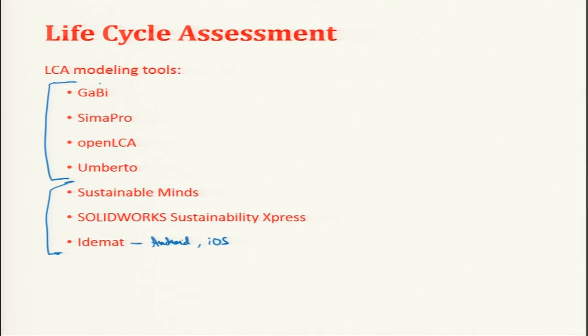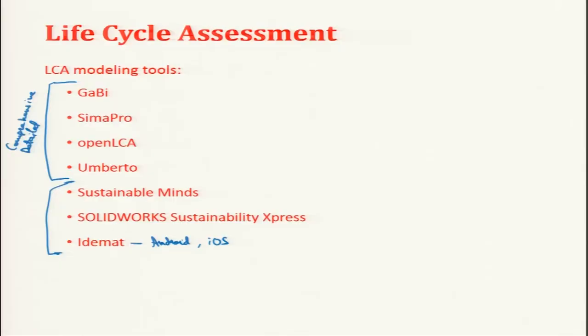These four softwares on the top are comprehensive and detailed. These have extensive capabilities, and you can build your whole model. You can compare two products, you can compare the processes to manufacture a product, or you can make a full factory, keep on adding the flows, the processes, keep on adding inputs to the processes, okay, electricity, then material flow, then what is the emission, that is the outflow. So inputs and outputs, all those things can be added.